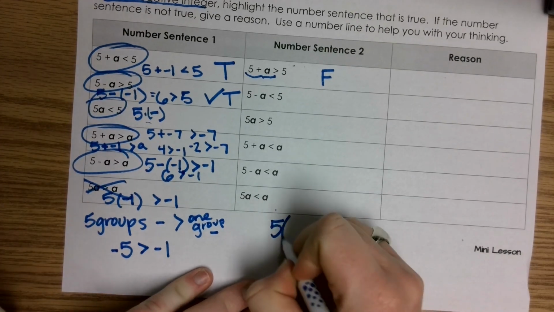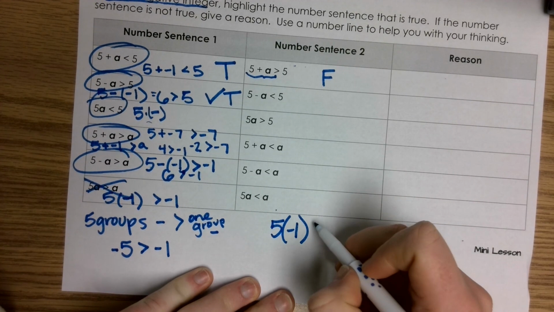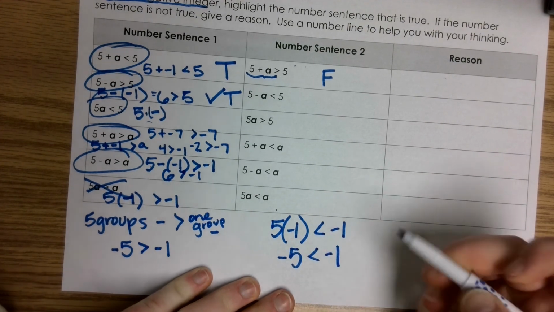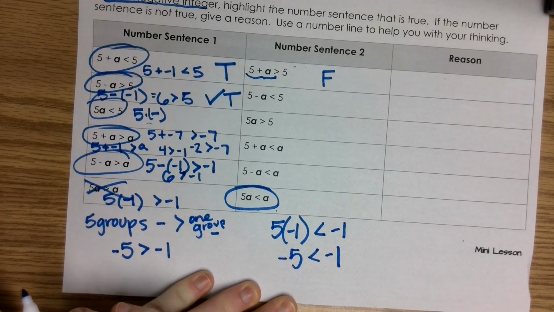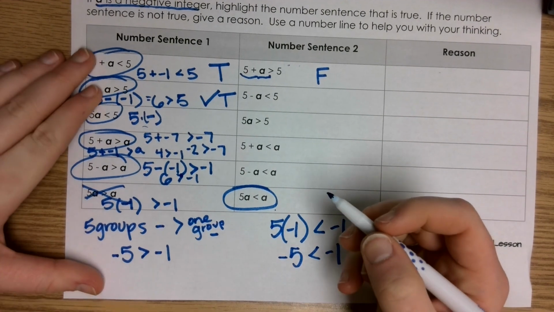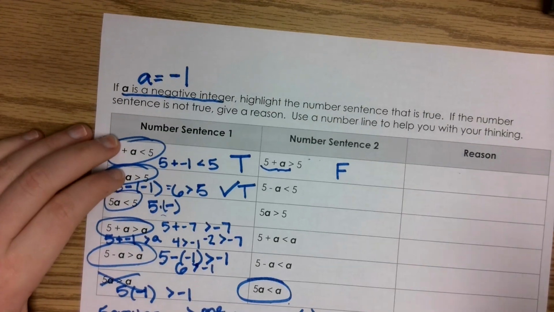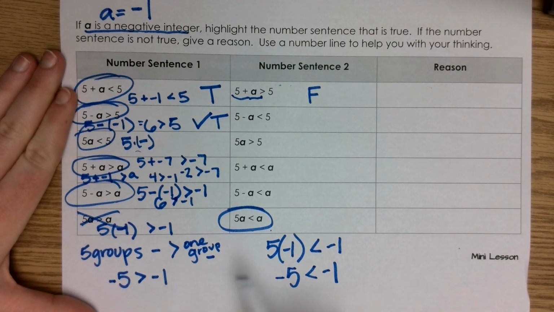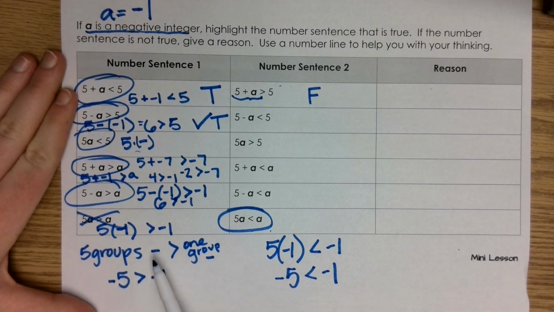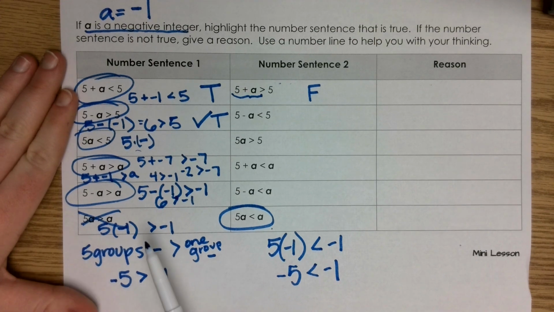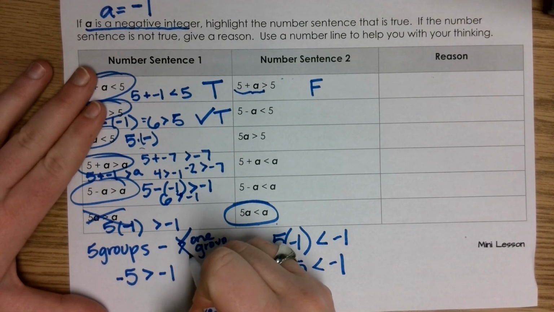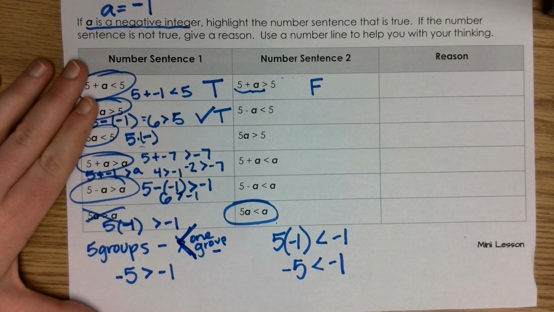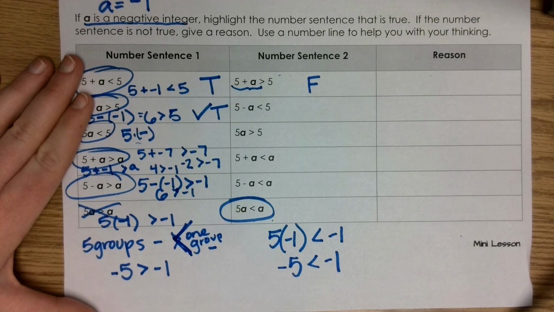What about 5 times A is less than A? Well, -5 is in fact less than -1. If you want to, you can go ahead and try all of these where A is different than -1. Alright, but these are your correct answers. Again, think about 5 groups of a negative number will always be smaller than 1 group of that negative. Okay, have a great day.